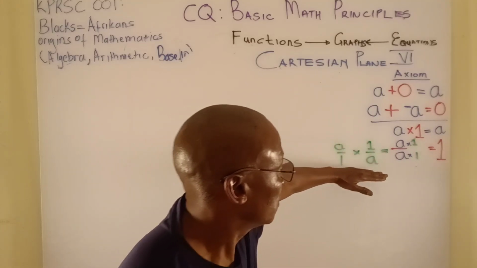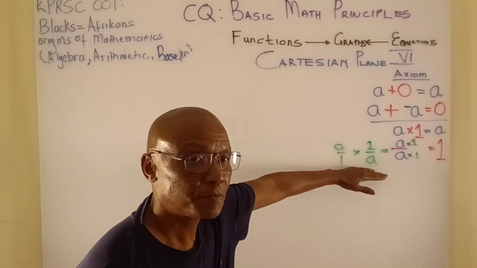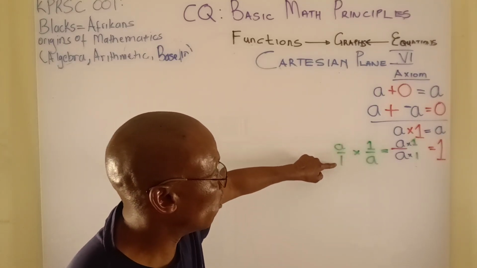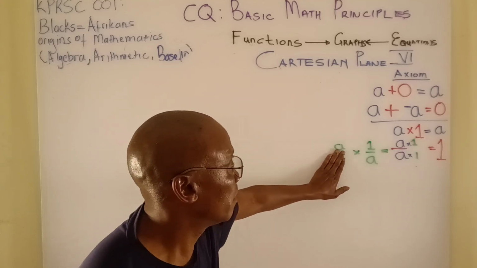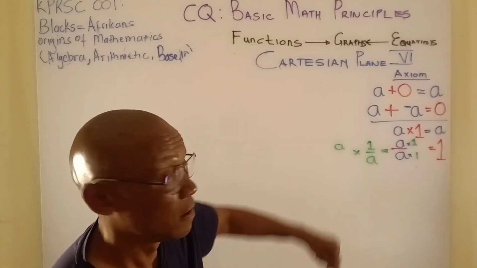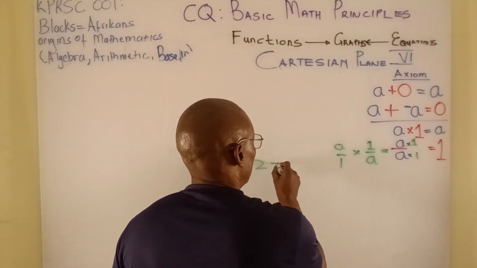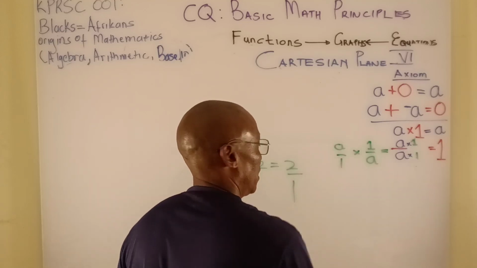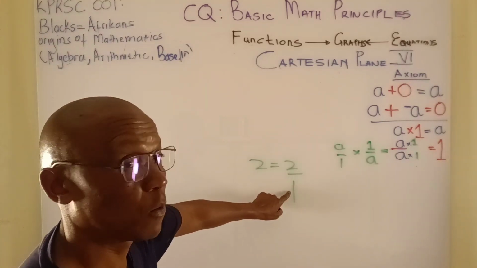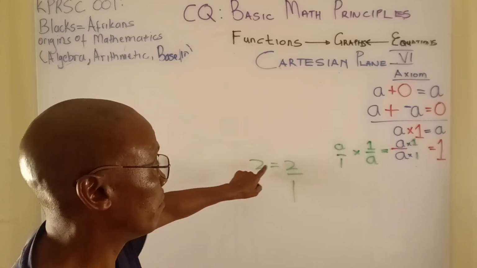Now look at this expression. A number divided by 1 is that number. But I like to keep them 1, meaning 2 is the same as 2 divided by 1. Any number is a number divided by 1. Any number divided by 1 is that number.